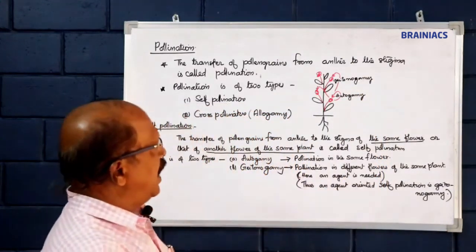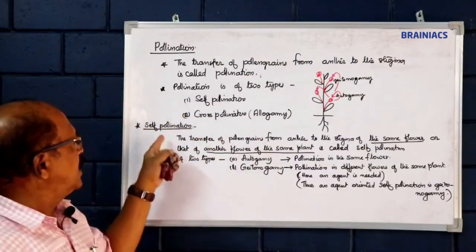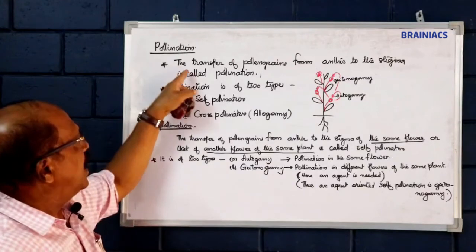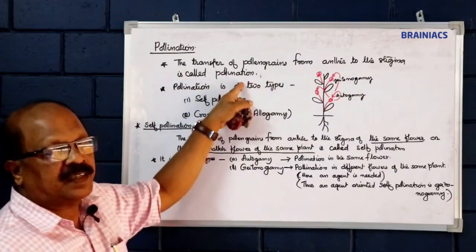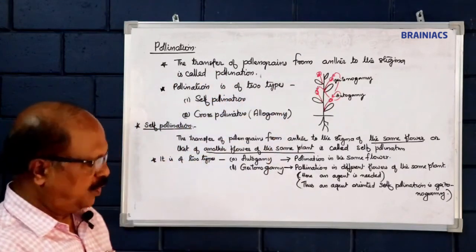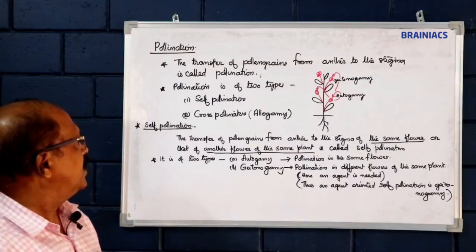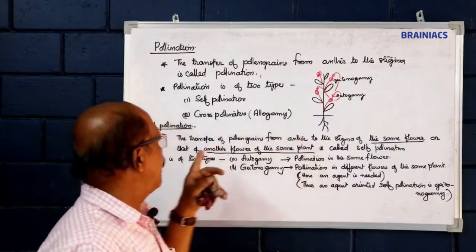Both autogamy and geitonogamy constitute self-pollination. So listen, the transfer of pollen grains from anther to the stigma is called pollination. Pollination is of two types. First is self-pollination. Second is cross-pollination or allogamy or xenogamy.